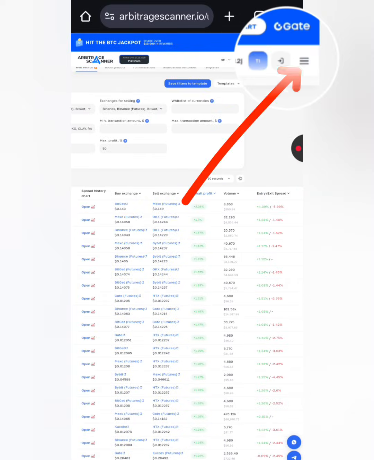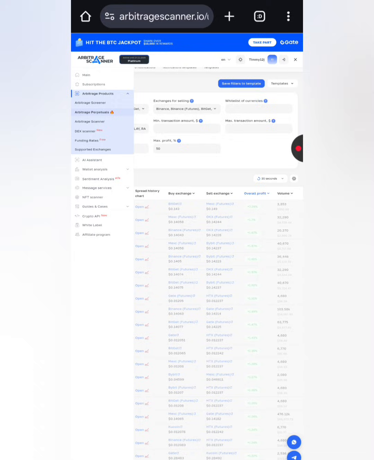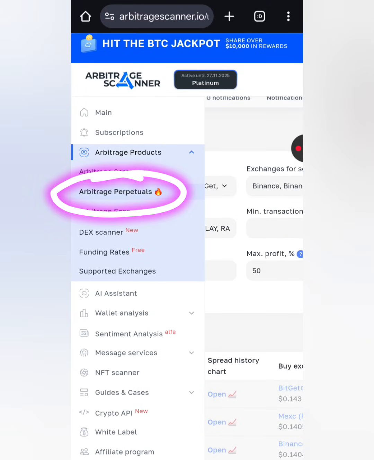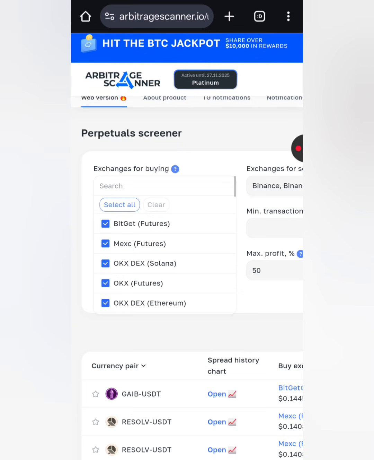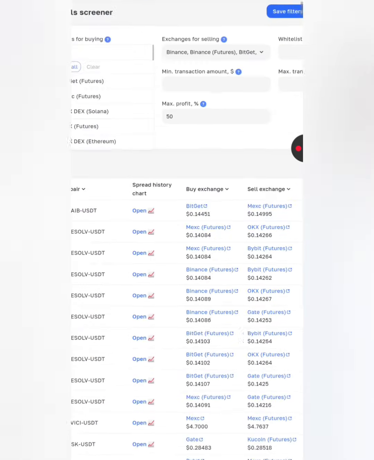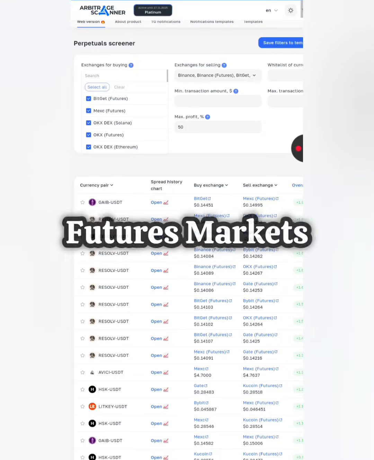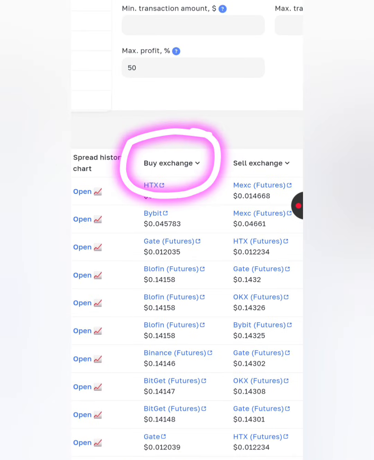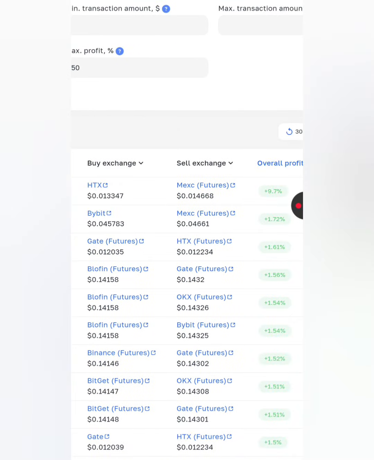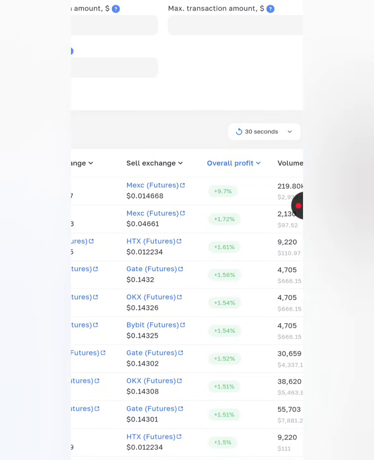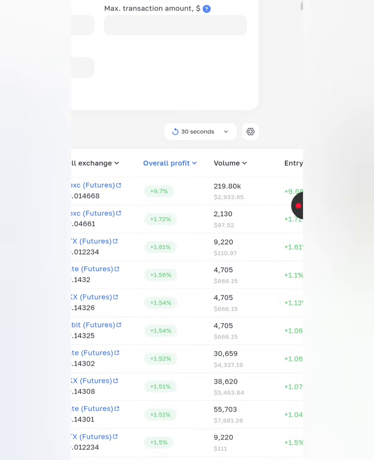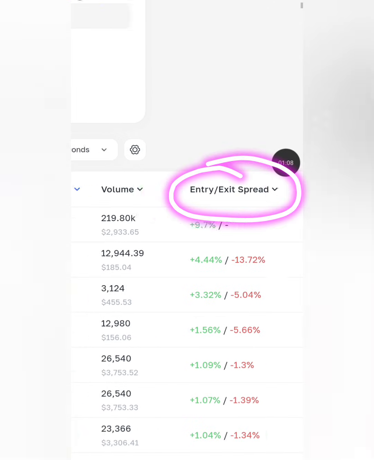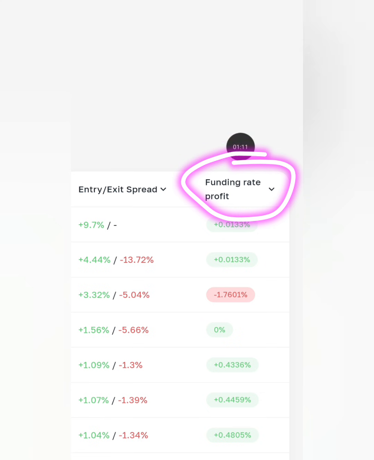All right, and then if you log in you're going to click right here. Okay, and it will bring up this menu box right here. Okay, so right here we're going to click on the arbitrage perpetuals. Okay, so we'll click on it this way and it's going to load up this way. All right, now right here you can basically see arbitrage opportunities across different futures markets. Okay, and it's actually going to tell you the exchange you're going to actually buy from or go long on, and also the exchange you're going to short on. Okay, and it also estimates the overall profit for you to perform the arbitrage, and it also provides the entry slash exit spread. And if you look right here you also find the funding rate profit right here.